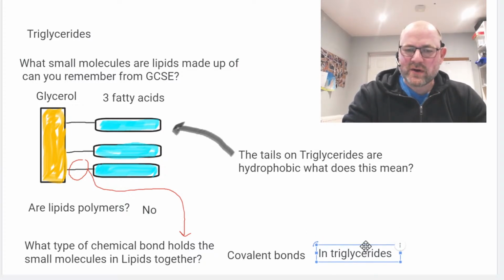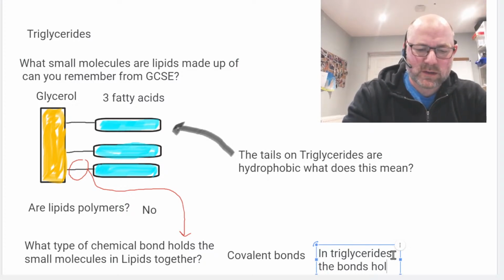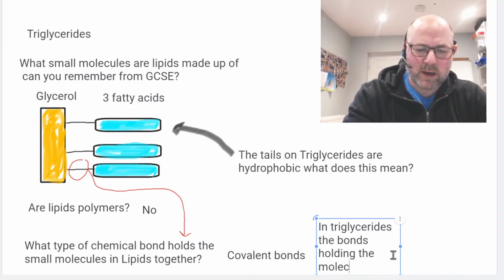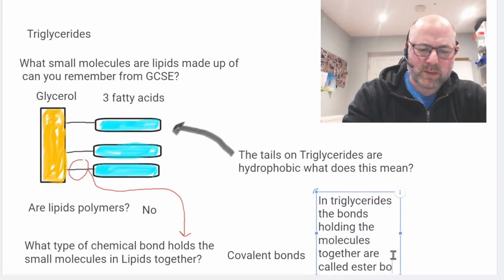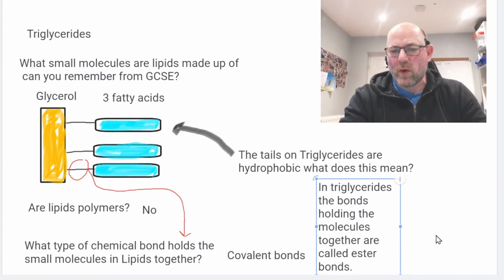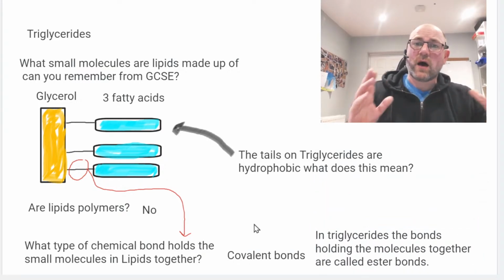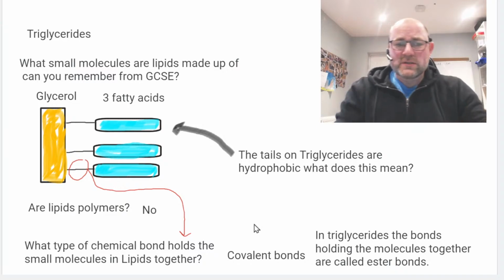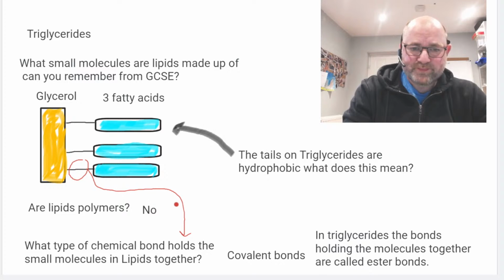So in triglycerides, the bonds holding the molecules together are called ester bonds. Now, I'll be a bit more specific. It's the one that I've highlighted there. There are some other bonds in triglycerides that aren't ester bonds, but this one I've circled in red here. This is an ester bond, and this is what holds the molecules in triglycerides together.